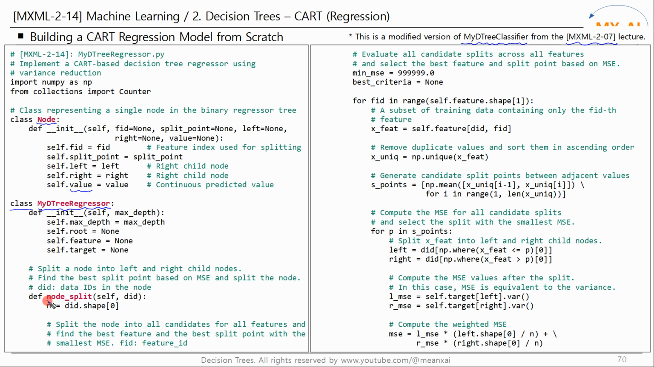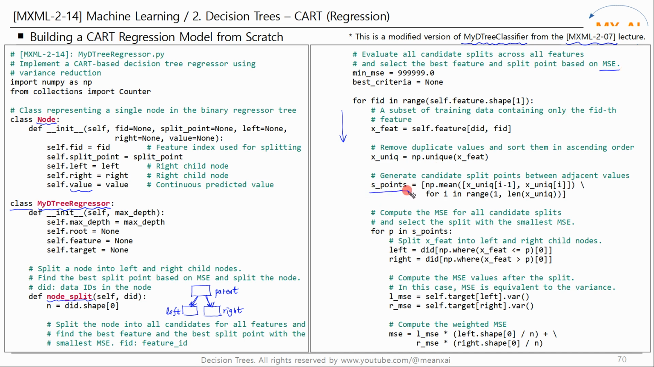Let's look at the node split function. This function splits a single parent node into left and right child nodes. Just like in classification, the key task here is finding the optimal feature and the optimal split point. The main difference is the splitting criterion. In classification, we use the Gini index to measure impurity. In regression, we use mean squared error, or MSE.